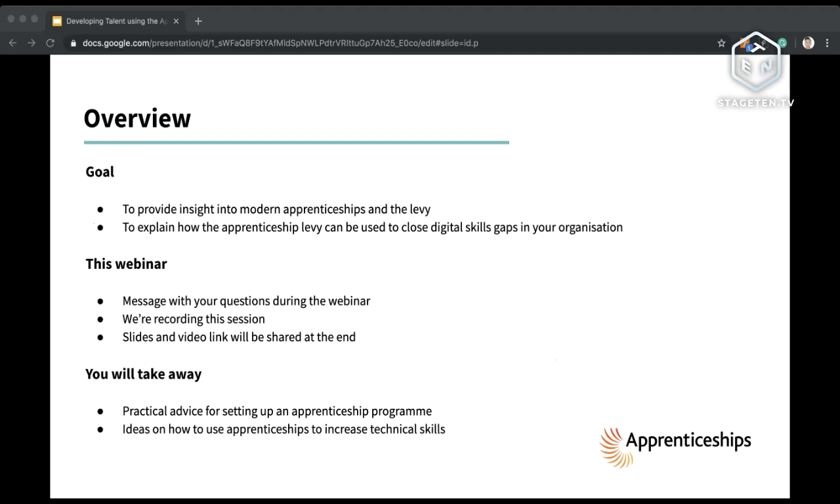What I'm hoping you are going to leave today with is practical advice for setting up an apprenticeship programme within your organisation, and some ideas, some inspiration on how to use the Apprenticeship Levy and apprenticeships to increase particularly technical and digital skills in your organisation.